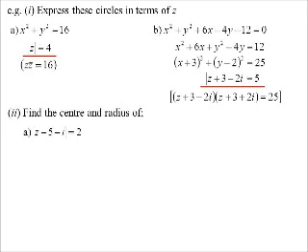Let's go back the other way. We've got to find the centre and the radius. This time we're talking about the modulus of z minus 5 minus i. So we're joining the vector z up to 5 plus i. So it would be the point 5, 1. That's the centre. The length of that vector is 2 units.